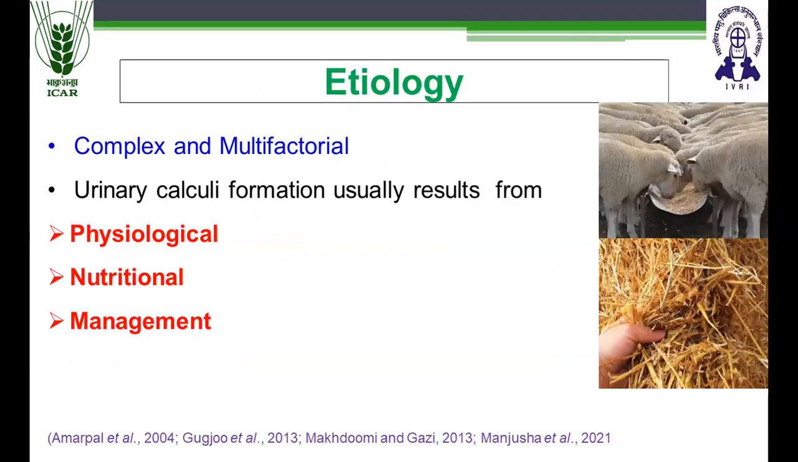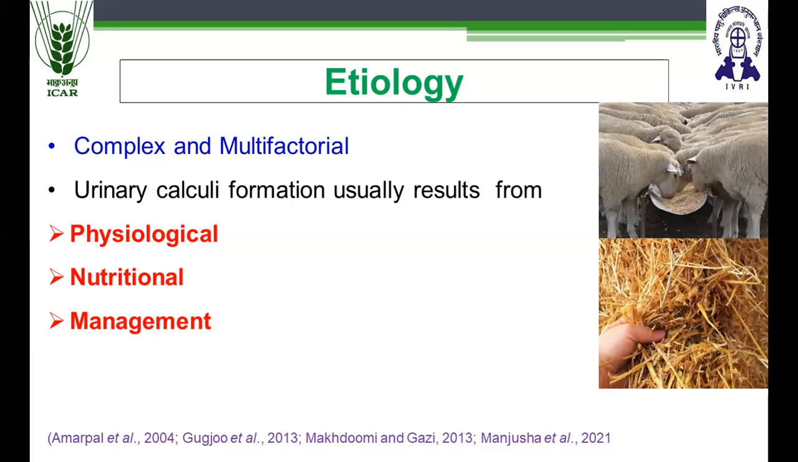Obstructive urolithiasis etiology is very complex and multifactorial. Urinary calculi formation usually results from physiological, nutritional, as well as management aspects. Physiological pertains to the anatomical aspects, nutritional is based on the diet that we feed, and management is weaning or castration, etc., which I will be dealing with in the further slides.